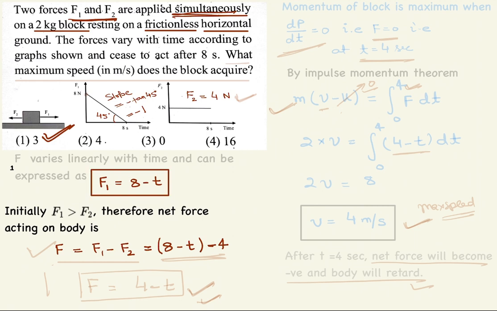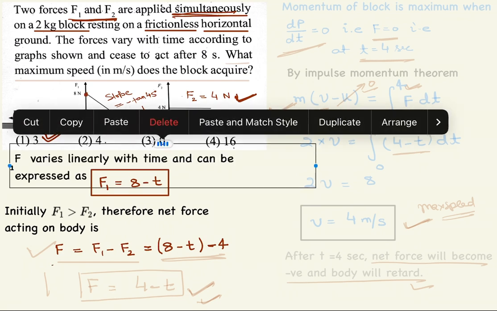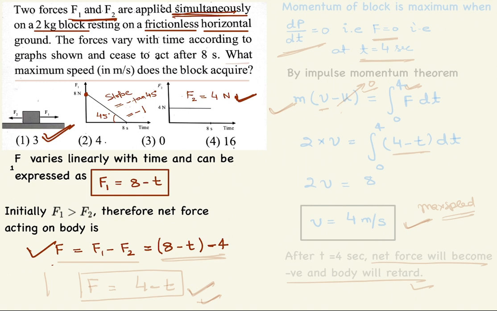Now initially F1 is greater than F2, because initially at t equal to 0 F1 is 8 Newton but F2 is constant and its value is 4 Newton. So initially F1 is greater than F2. So we can write net force as F1 minus F2 and putting these values we get F equal to 4 minus t. So this is the net force acting on the body, and it is a time dependent force.